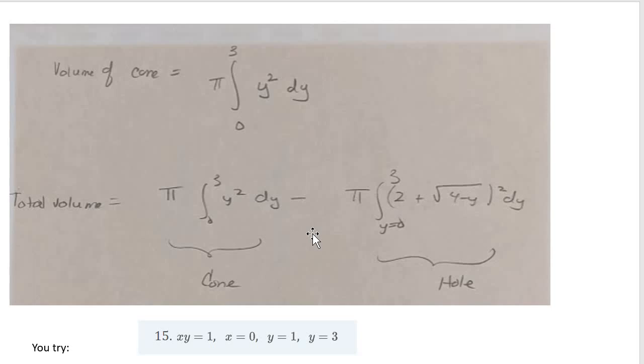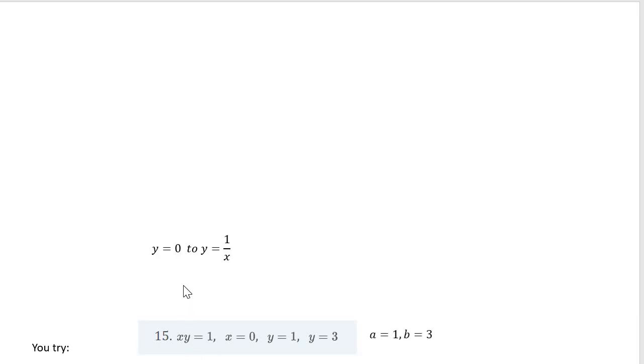And hopefully they just ask you to set it up. So you try this one down here. It's actually pretty easy because here solving for x is easy. It's 1 over y. So your y goes from 0 to y equals 1 over x, it's easy. You can actually see these functions. X goes from 1 over y here. So actually I would want here x equal to 1 divided by y. So you can solve for the x easy.